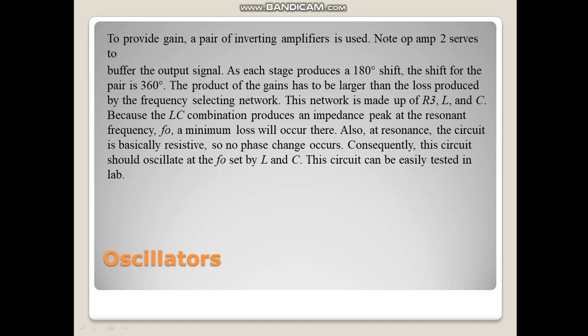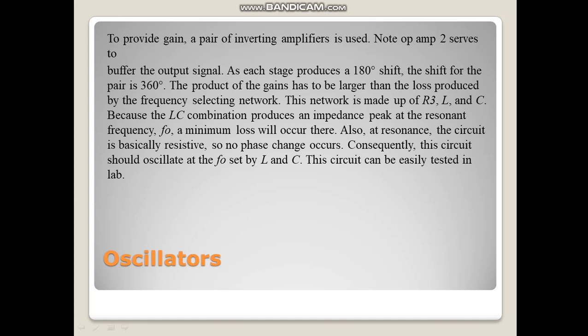To provide a gain, a pair of inverting amplifiers is used. The two op-amps are used to buffer the output signal. As each stage produces a 180 degree shift, the shift of this pair is 360. The product of the gains has to be larger than the loss produced by the frequency selecting network.